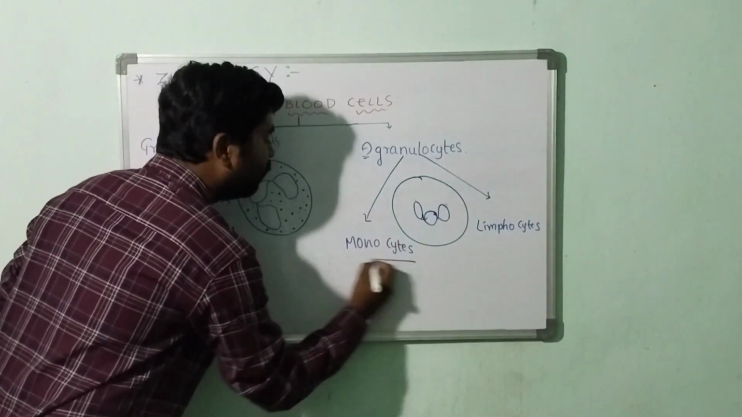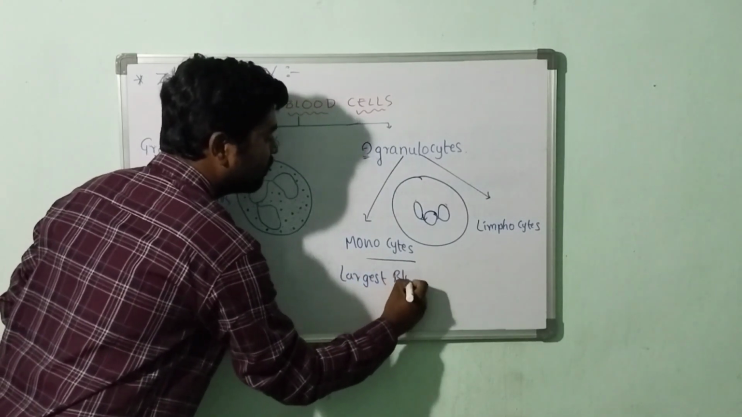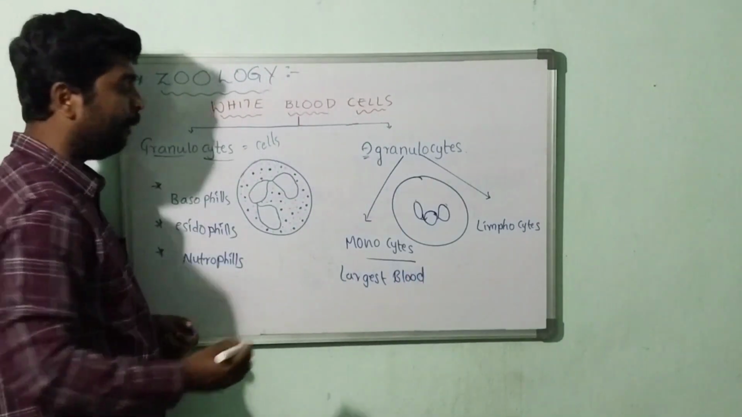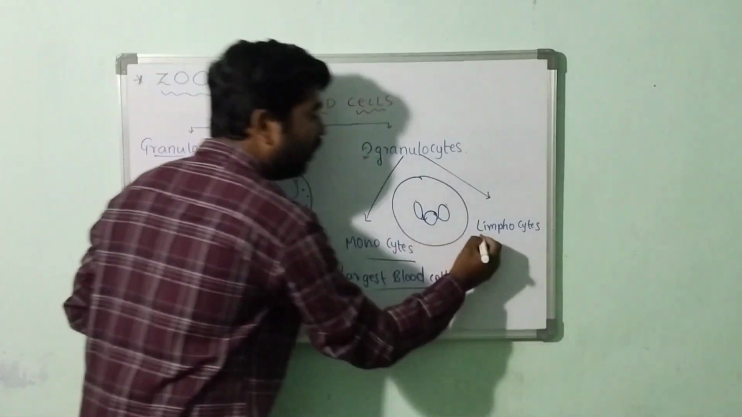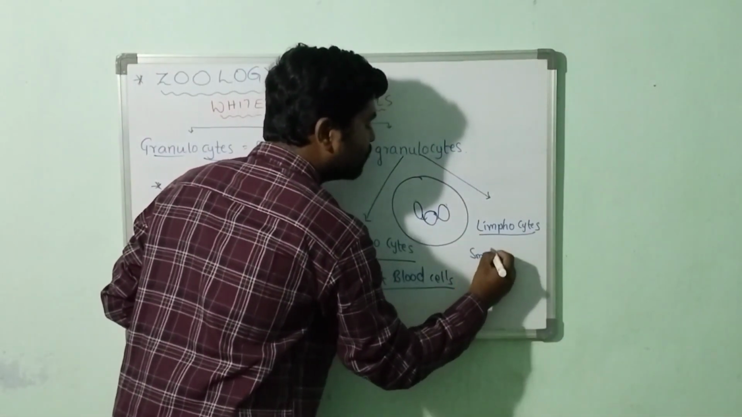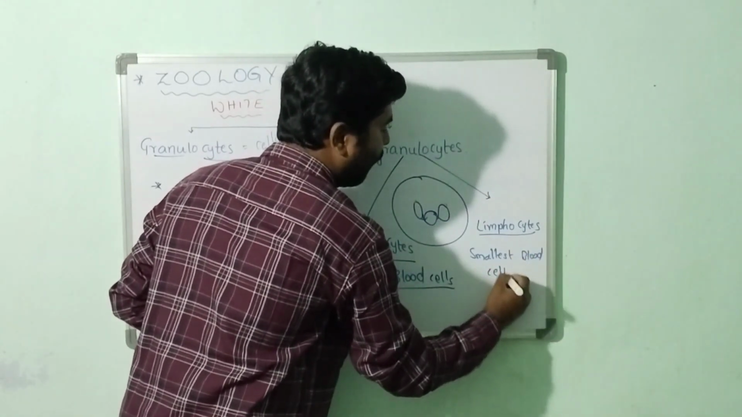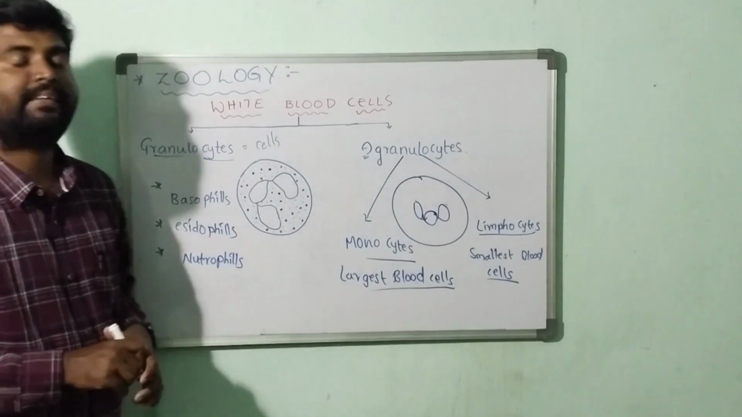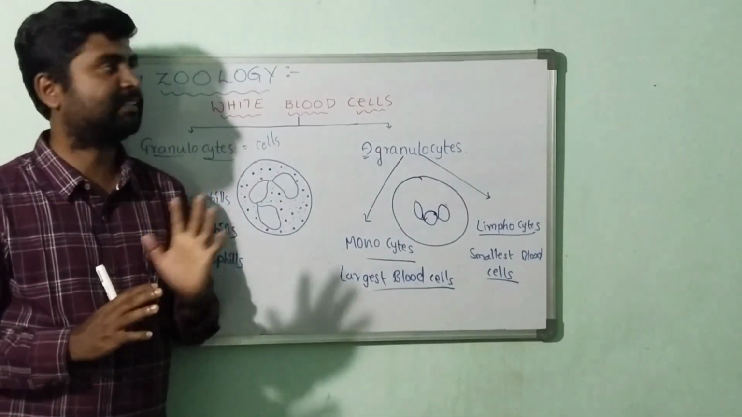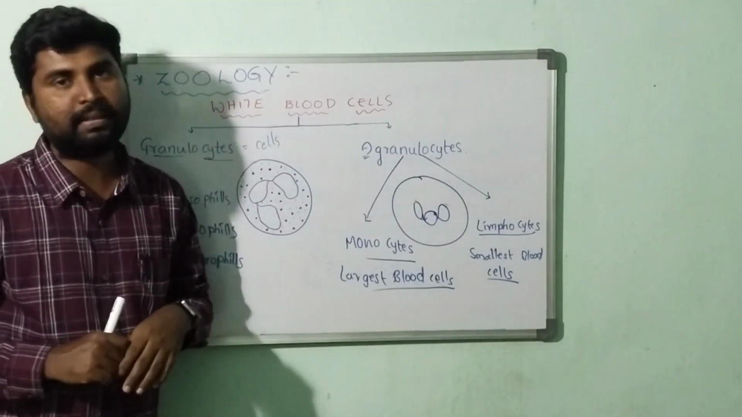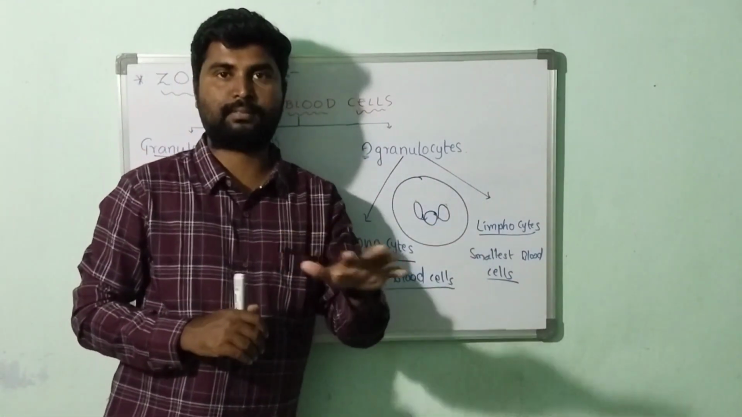Monocytes are the largest blood cells. The lymphocytes are the smallest blood cells. In some exams they may ask what the smallest blood cells are. Among the entire RBC and WBC, the monocytes are the largest and the lymphocytes are the smallest blood cells.